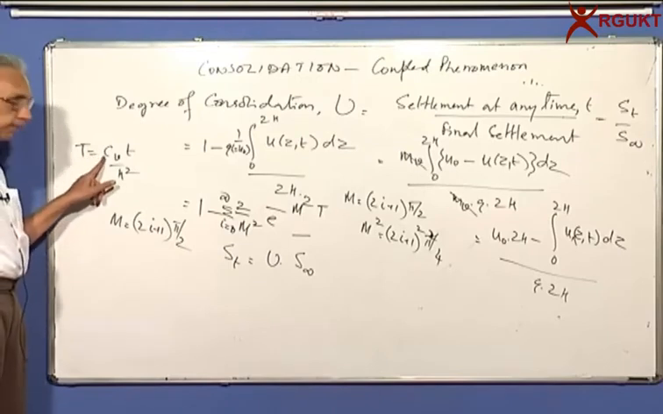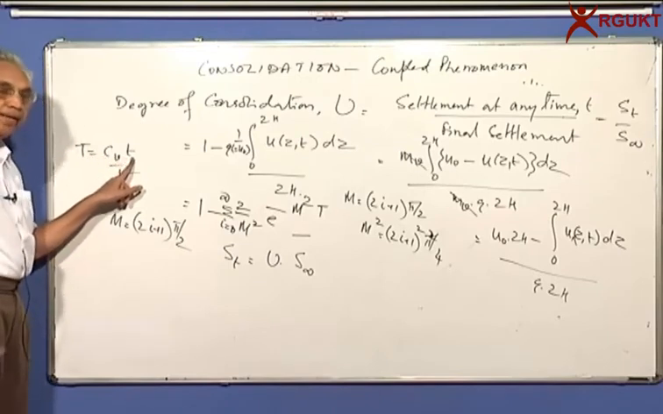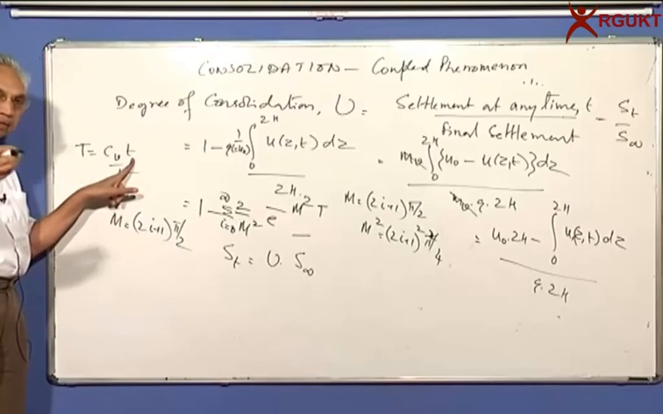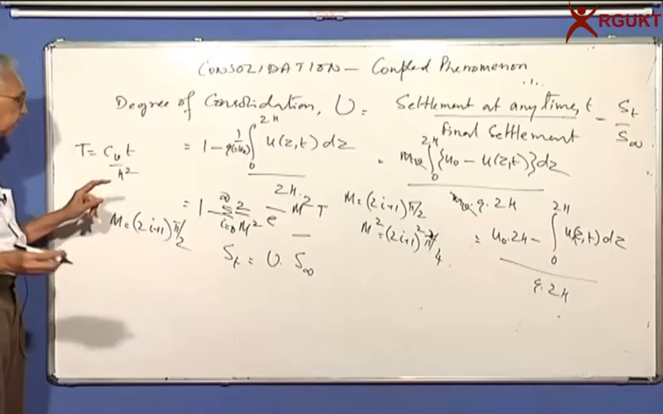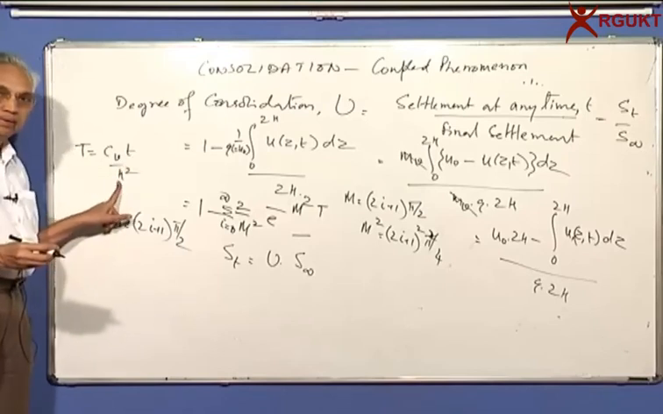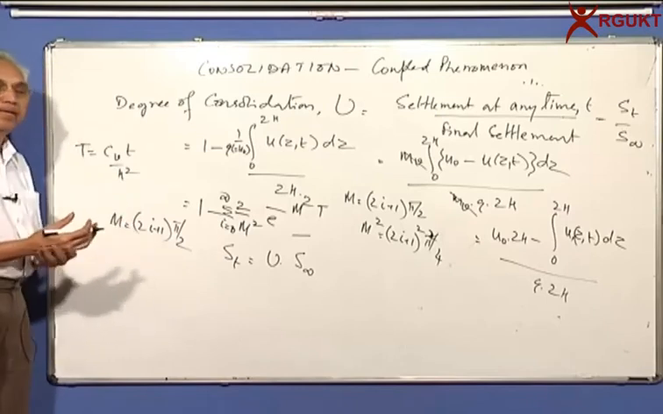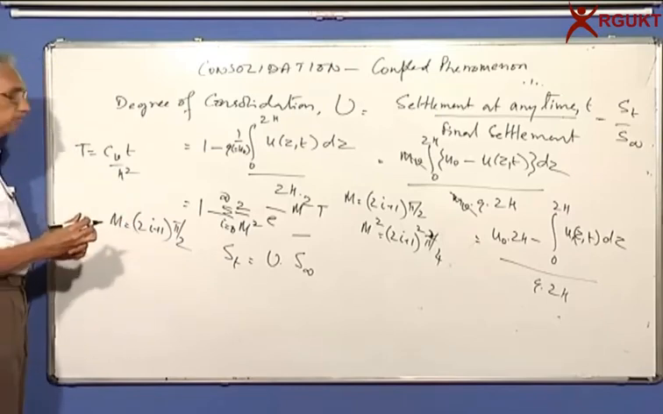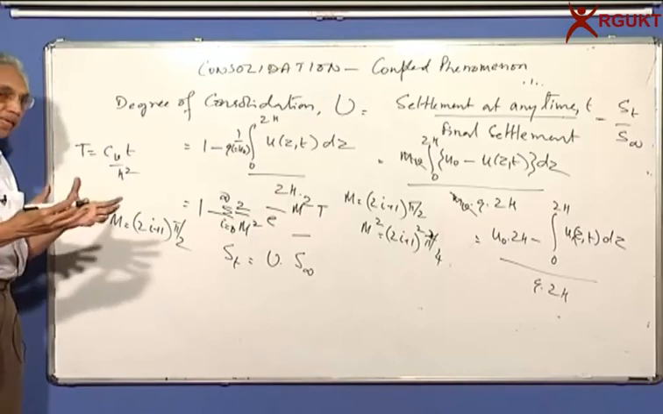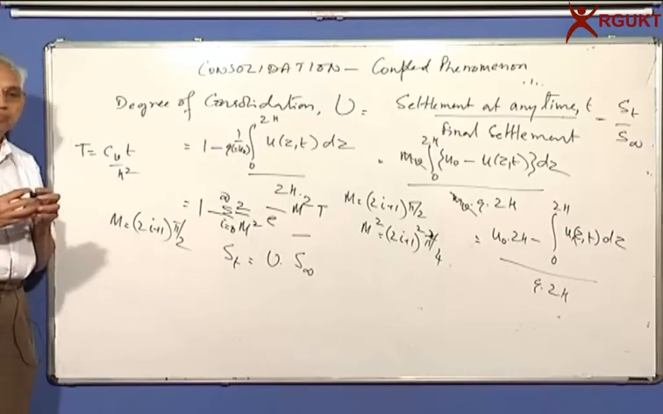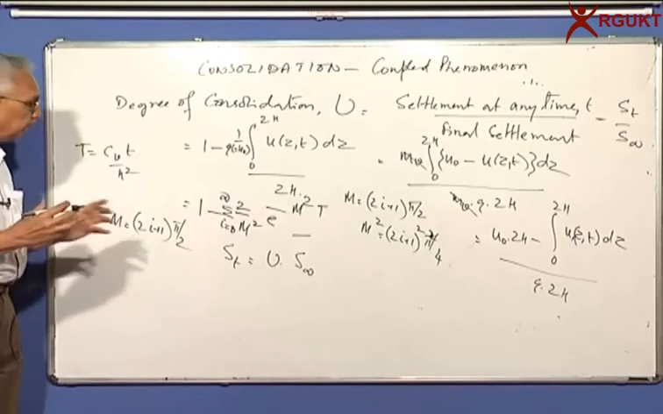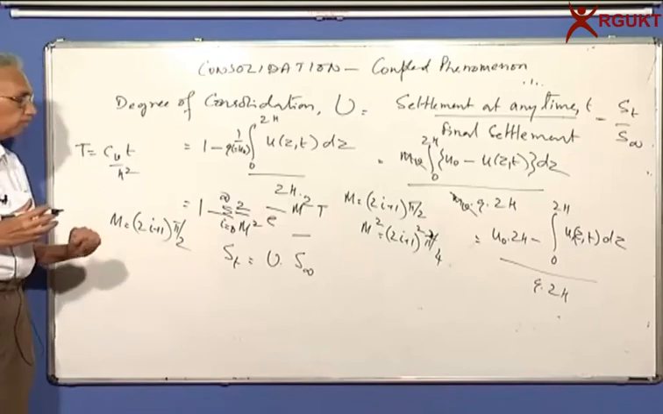The time factor, once again, is Cv t by h square. Coefficient of consolidation times the real time. Real time could be minutes, hours, days, weeks, months, years, etc. And h is half the thickness of the layer in case of two-phase drainage, and equal to the thickness of the layer in case of one-phase drainage. Instead of saying all that, we say it's equal to the maximum length of the drainage path. So that's how we can account for it.